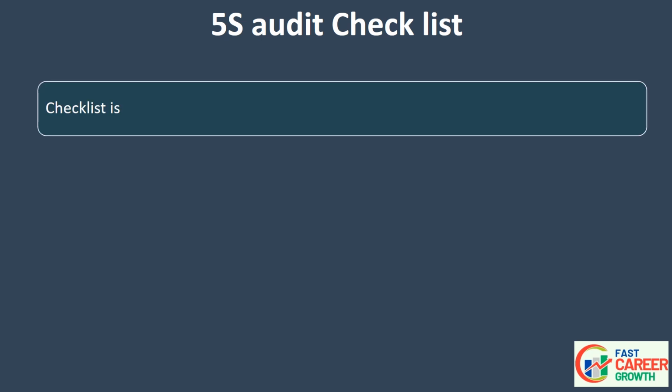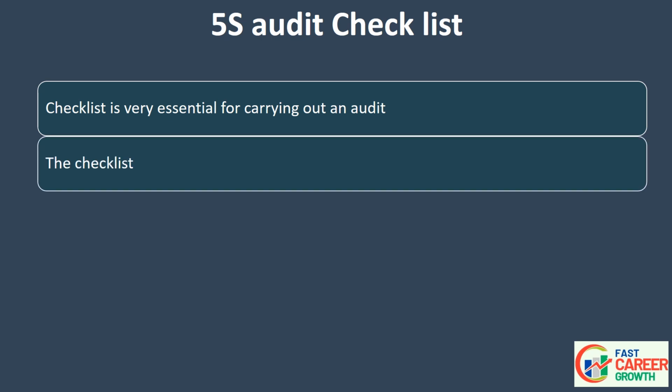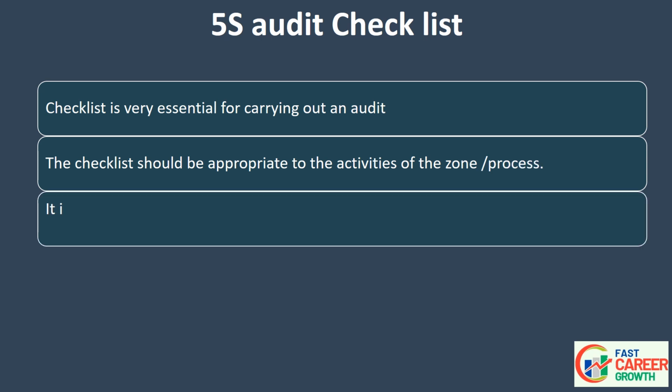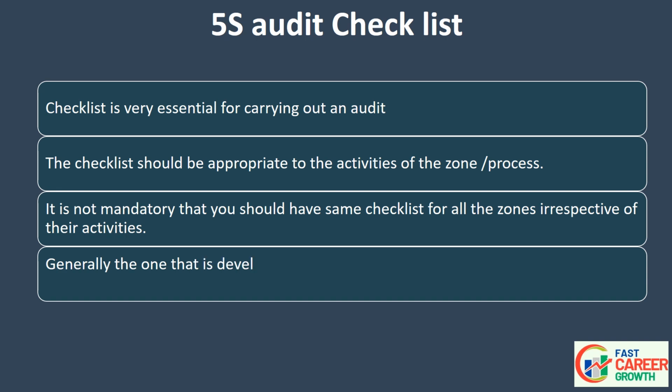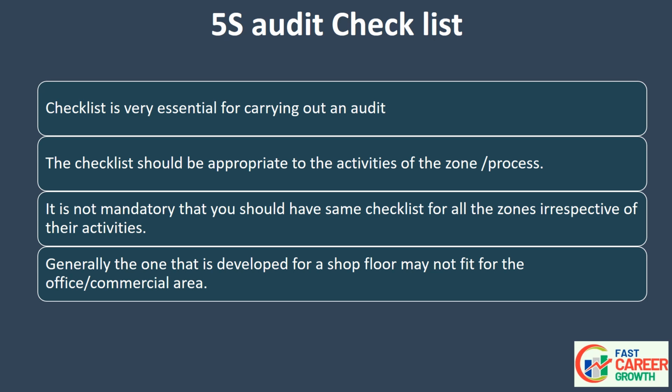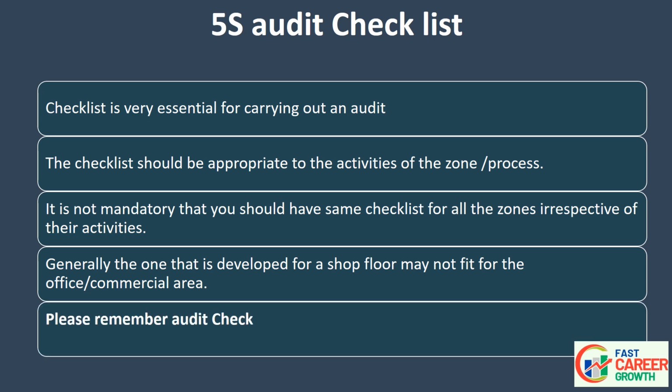Next, the 5S Audit Checklist. A checklist is very essential for carrying out an audit. The checklist should be appropriate to the activities of the zone or process. It is not mandatory that you should have the same checklist for all the zones irrespective of their activities. Generally, the one that is developed for a shop floor may not fit for the office or commercial area. Please remember, the audit checklist should be appropriate to the place of work or operation.